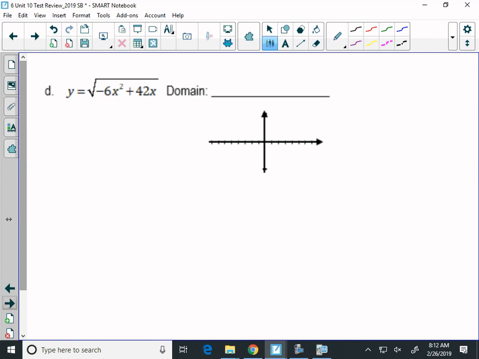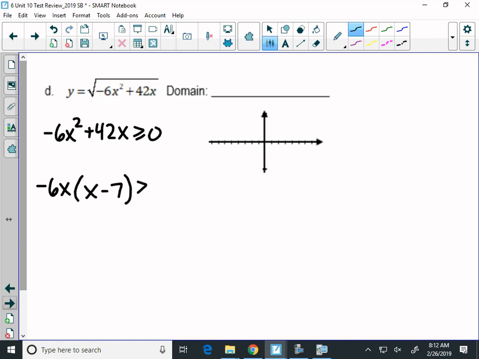One more problem, very similar. Square root of negative 6x squared plus 42x. I take the radicand, and I set it greater than or equal to 0. I'm going to factor again here. This time I'm factoring by GCF. So I'm going to pull out a negative 6x and be left with x minus 7.